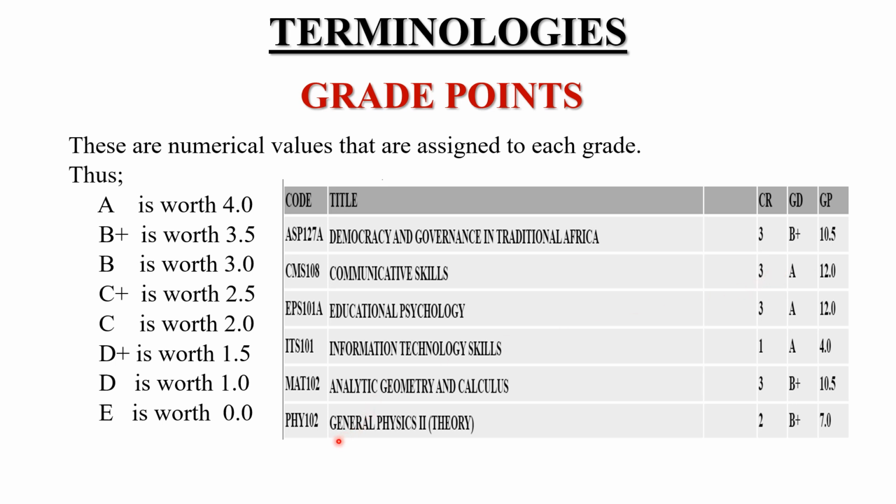And to the last one, that's General Physics 2. That's the theory part of General Physics. We can see it's a 2 credit hour course, and so the person had B+. So to know the grade point for this General Physics, we just have to multiply the numerical value associated with B+. And we know B+ here is worth 3.5. And so we are just going to multiply 3.5 by 2, and now we have 7.0. And so for each course, we can find the grade point. And that is easy, as we have done.